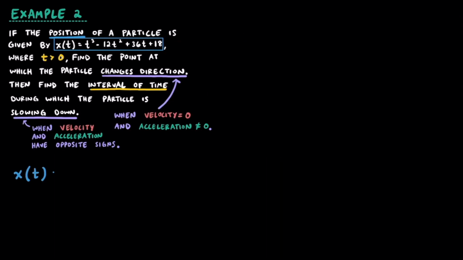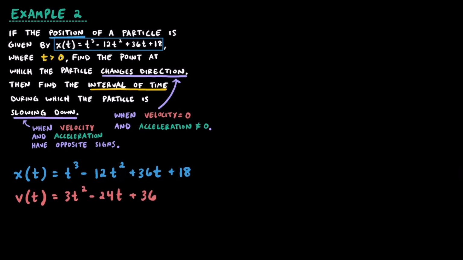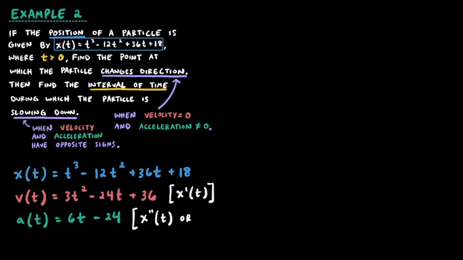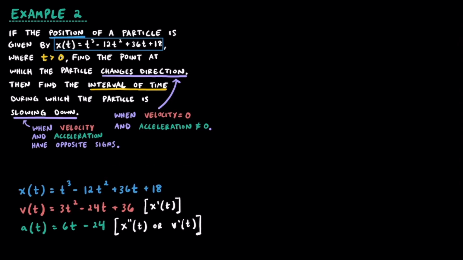Just to get organized and have all our functions ready to go, I'm going to find v of t and a of t, which are just the first and second derivatives of the position function. Let's start by finding out when this particle changes direction.